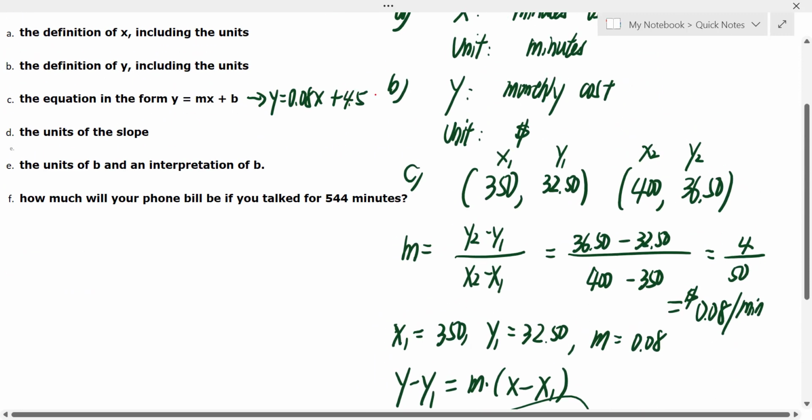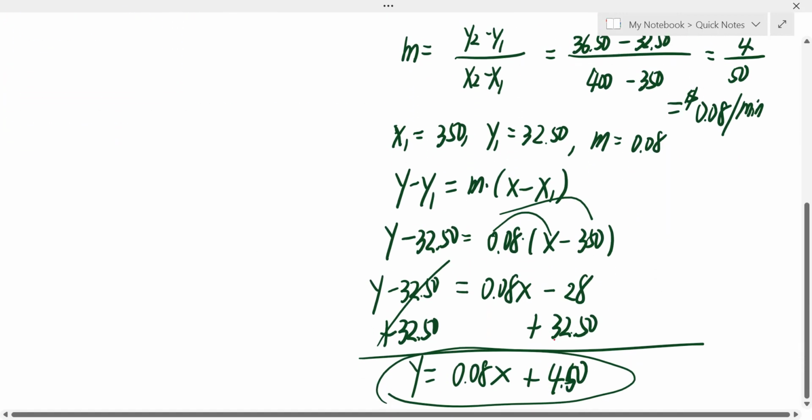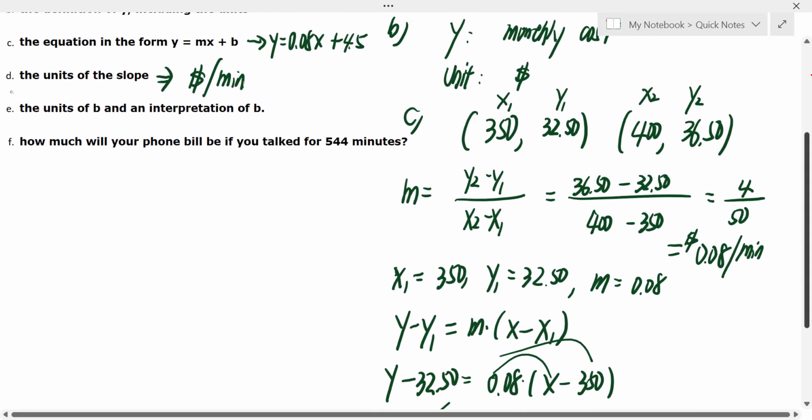On the unit of slope, we already point out that it's going to be dollars per minute. It costs 8 cents, $0.08 per minute. So the unit of y-intercept b, it looks like this is fixed cost, right? $4.50 is the fixed cost, the monthly base charge, or monthly fixed cost. So no matter how many minutes you talk, you have to pay $4.50.